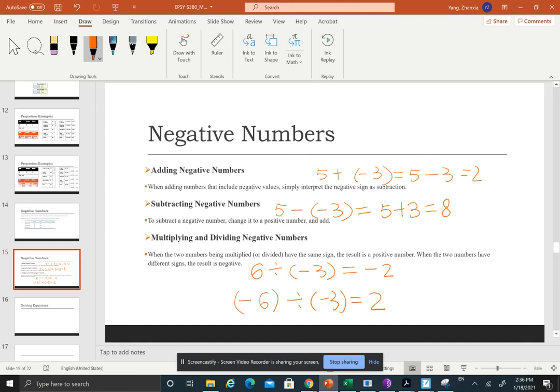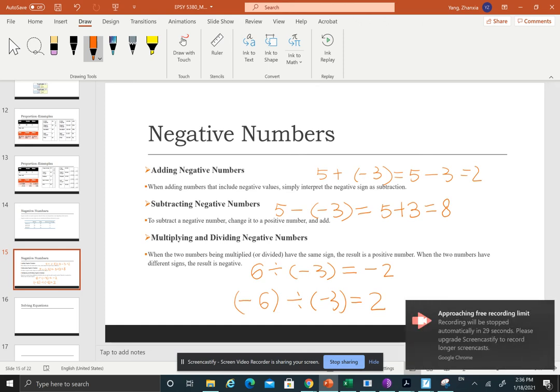All right, for more detailed practice questions, you can check the textbook, and there are detailed examples and practices that you can work on.